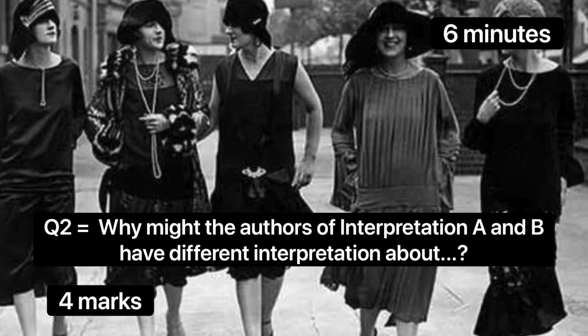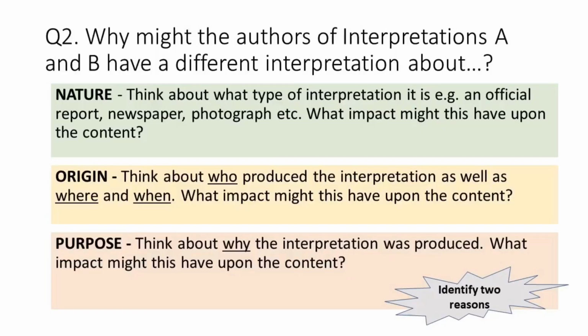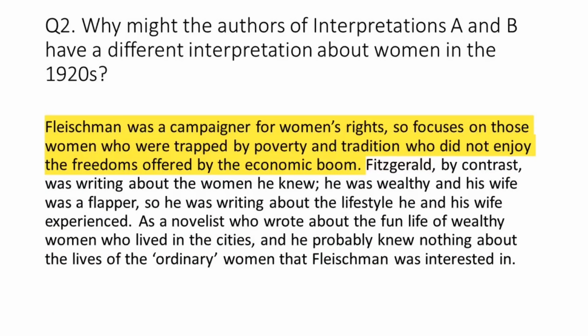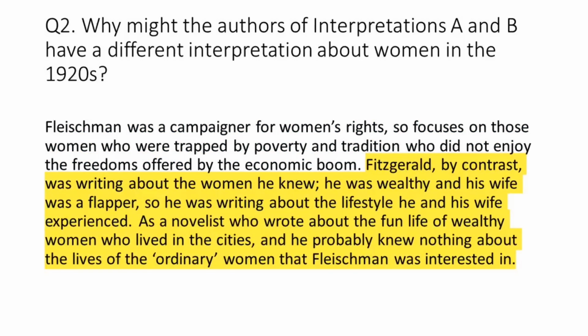For question 2, you need to identify 2 reasons why the authors might have a different interpretation. It is important to think about the nature, origin and purpose for this question. You can see on the example on the AQA website that they are focused on the experiences of the 2 authors. One is a campaigner for women's rights, whereas the other is married to a flapper.